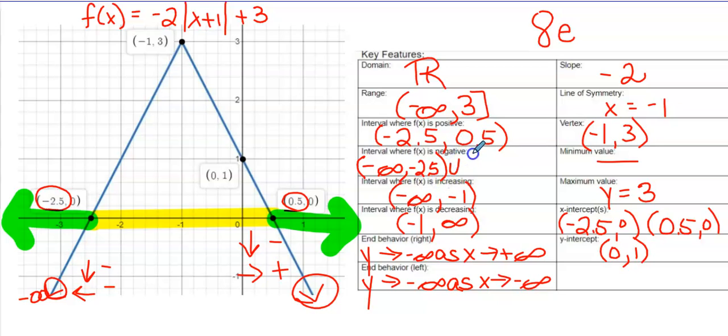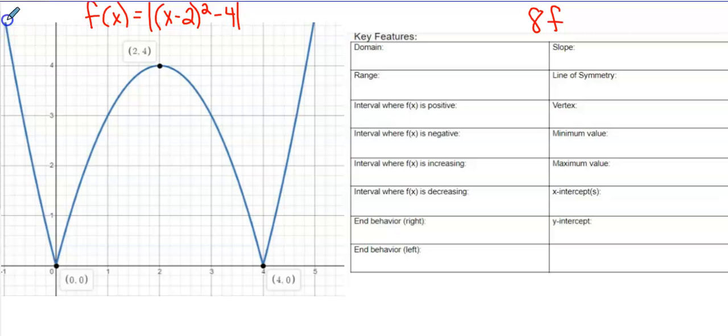And then the other one starts up at 0.5 and goes to positive infinity. All right, this is 8f. So we have sort of an absolute value function combined with a parabola, combined with a quadratic function.